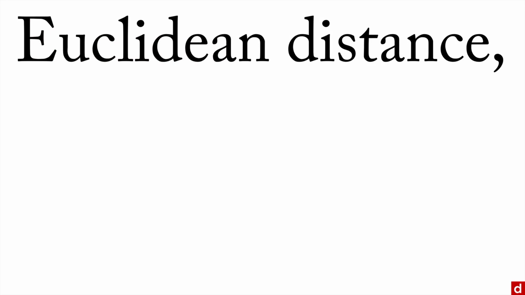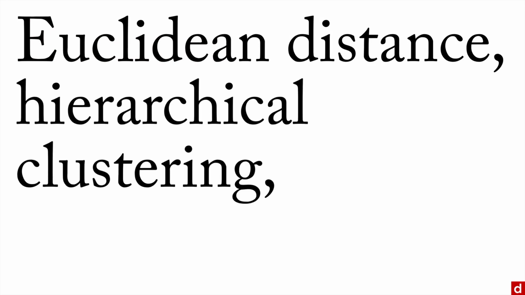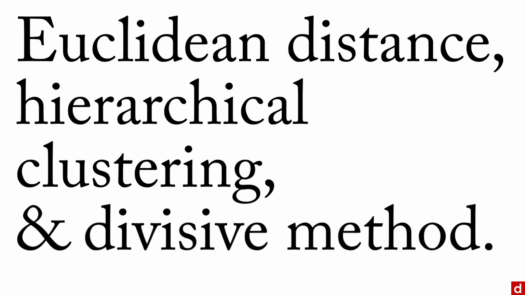But we're going to try to make our life simple here. And so we're going to do the single most common kind of clustering. We're going to use a measure of Euclidean distance. We're going to use hierarchical clustering, so we don't have to set the number of groups in advance. And we're going to use a divisive method. We start with them all together and gradually split them. Let me show you how this works in R.